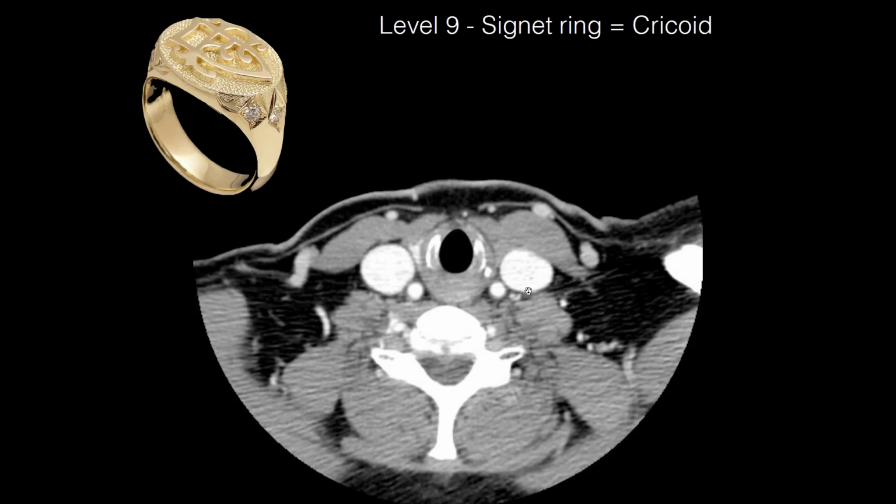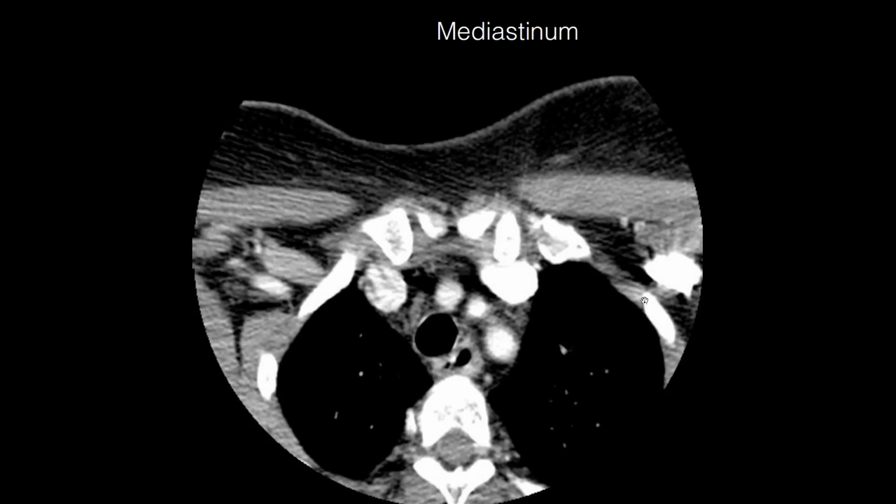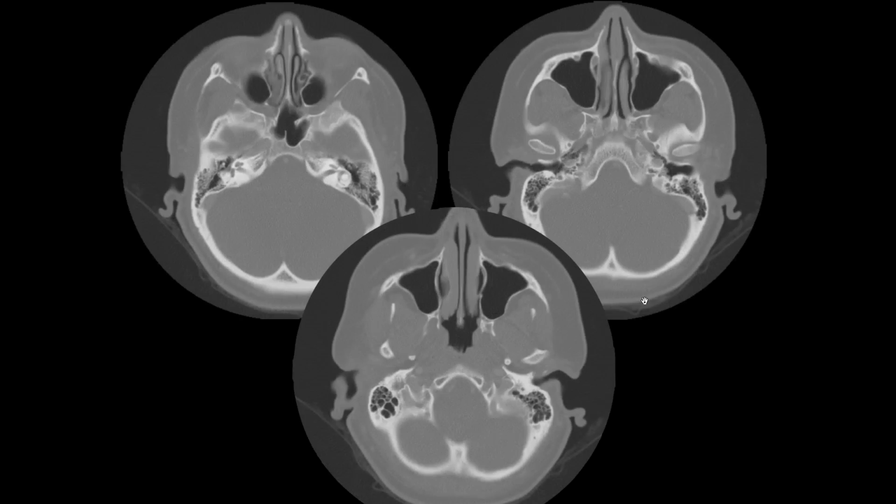the subglottic larynx. Then after that, we look at the mediastinum. And then we check at the skull base and look for any bone destruction in that area. So that's the anatomy of the neck.